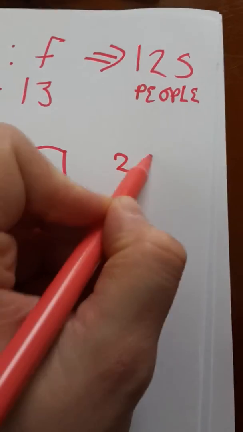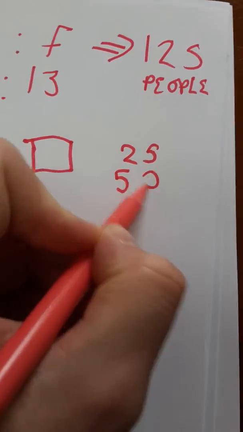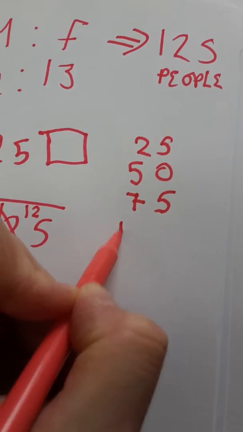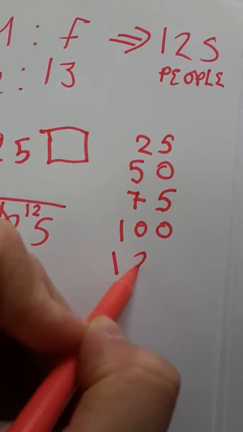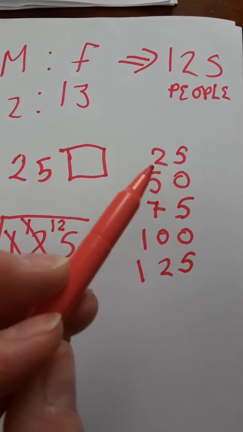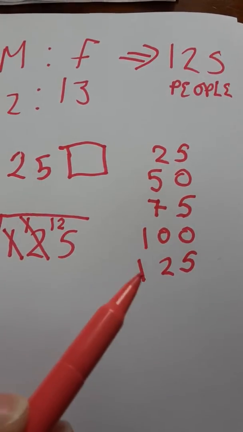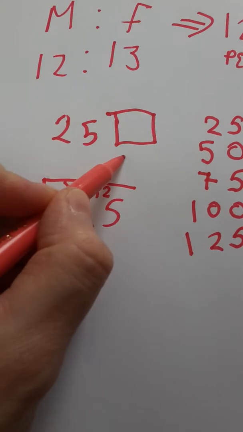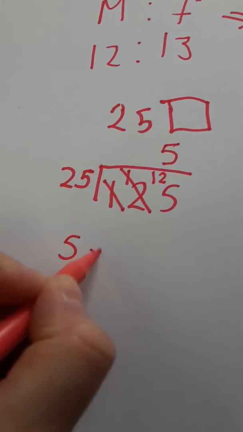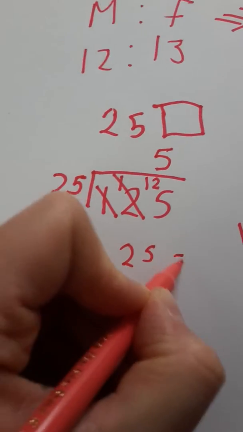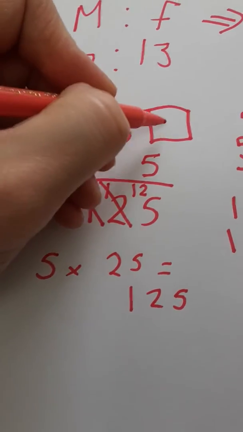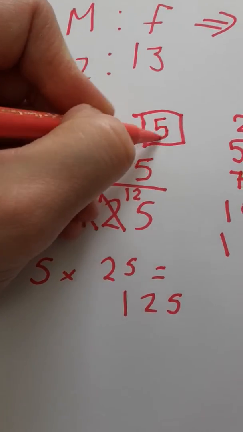So we have 25, add another 25, we have 50, add another 25, we have 75, then 100, and then 125. So actually we have 1, 2, 3, 4, 5 lots of 25. So 5 lots of 25 equals 125. So I know that one chunk is worth 5 people.